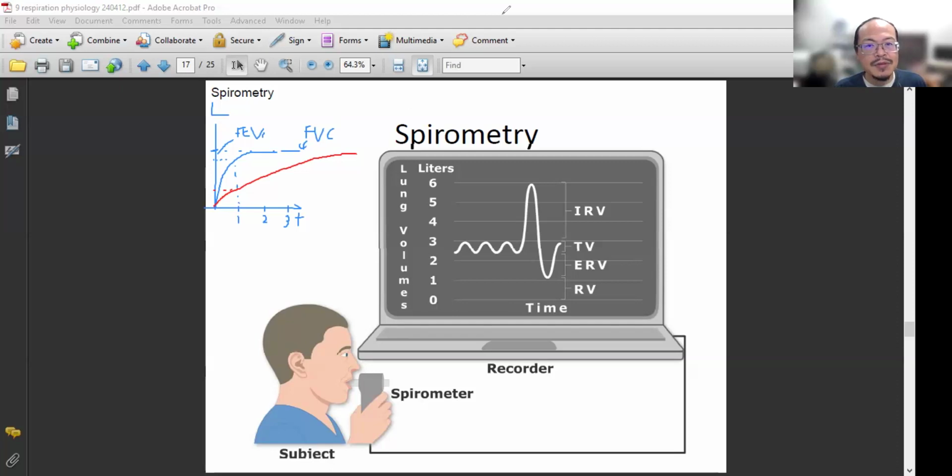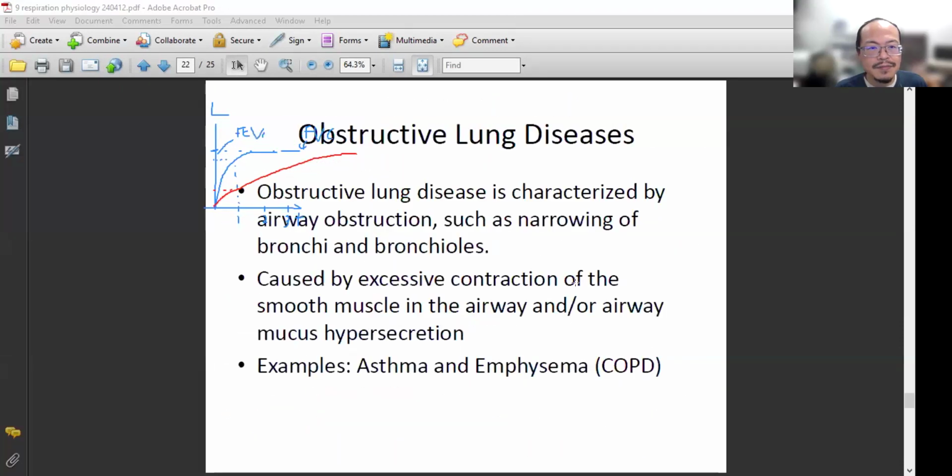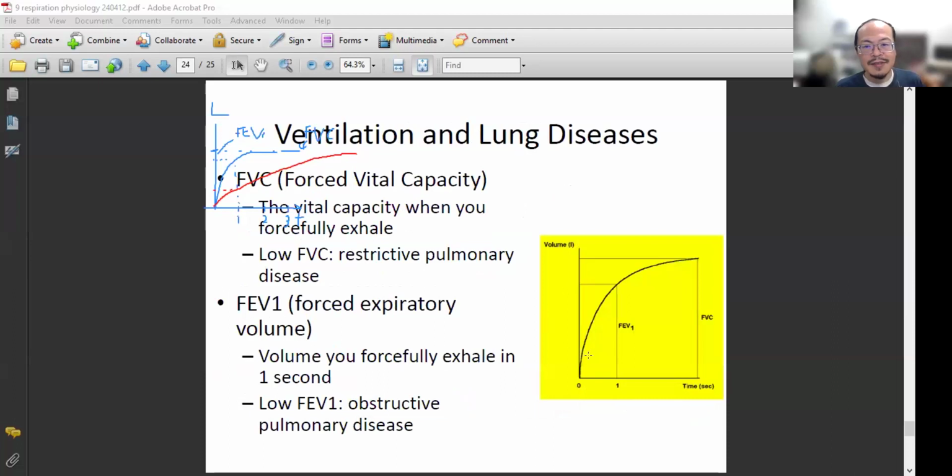So let's go back to this slide here. It's the same thing. You breathe out, this volume here is the FVC, here is the FEV1. So that's two volumes we can also measure from the spirometry.